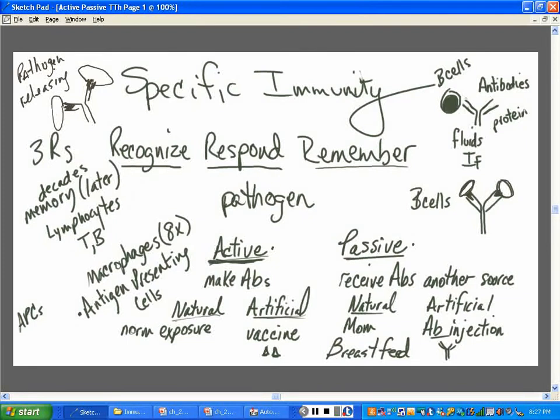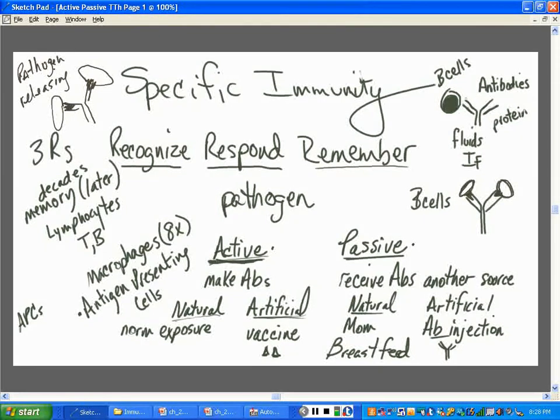We also have a type of immunity that's called passive immunity. Okay, if active is when you're making antibodies, what would passive be? You're not making them. You are receiving them from another source. This is when you receive antibodies from another source. That's a little different. Because of the name, it would sound like that's it, but it's really not.